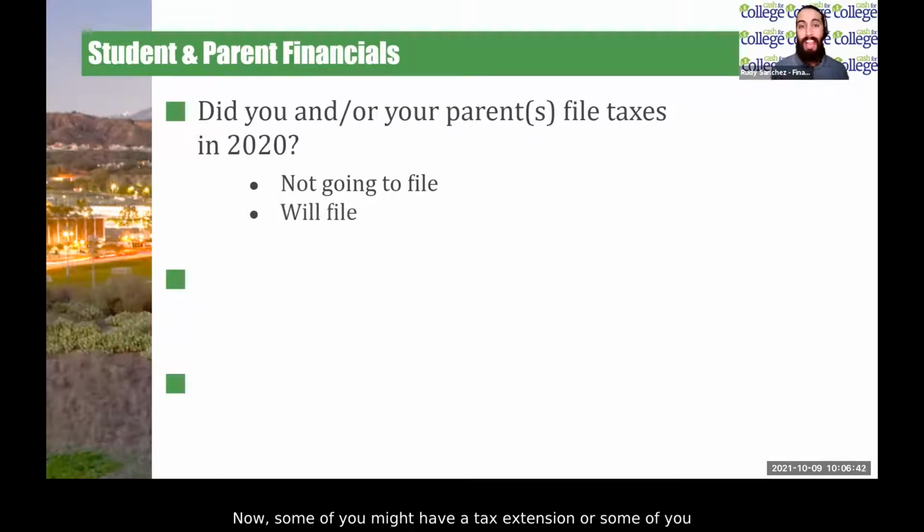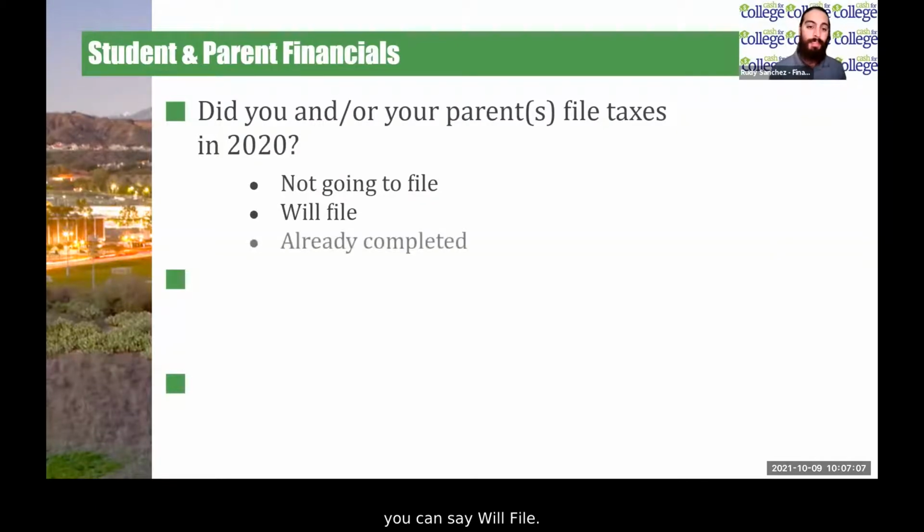Now, some of you might have a tax extension, or some of you might still be getting to filing taxes in 2020. If that's true for you as the student or the parent, you do have the option to state that, okay? We don't want you to think that because you haven't filed taxes yet, somehow you can't complete the application, somehow you can't qualify for financial aid. If you still need to get around to filing your taxes from 2020, you can say, will file. And for those of you who have already completed your taxes from 2020, whether you as the student or the parent, you can also state such, saying already completed.